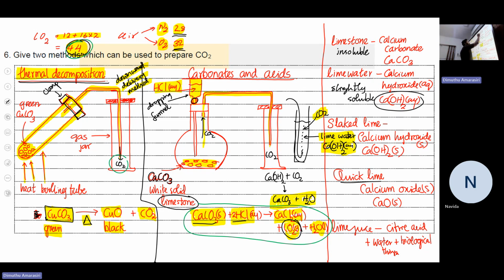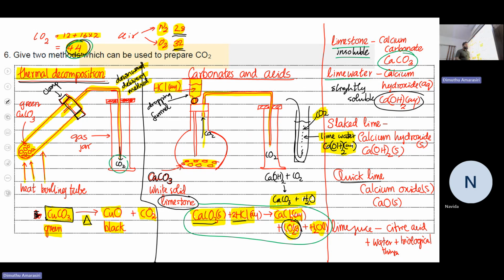First one, limestone, insoluble in water. Limestone is calcium carbonate. And what's lime water? Now, this is not the lemon lime. This is something else. Is that clear? So lime water is calcium hydroxide aqueous. That means you have made a saturated solution of calcium hydroxide.